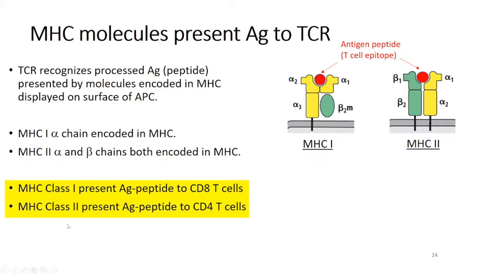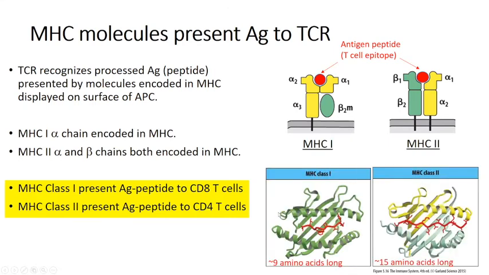MHC class 1 presents peptides to CD8 cells. And if you look at the structure, it's similar superficially. You can see this is the T cell receptor looking down on the MHC molecule, and you can see the peptide sitting in this cleft. Really the only difference is the peptide presented by MHC class 1 is a little bit shorter than the peptide presented by MHC class 2. That's really the only difference.